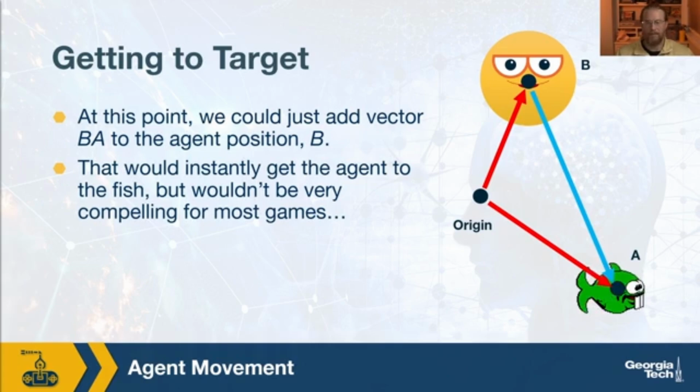So we could just add that to the position vector B. So if we do that, that would mean that provided we update the game, like if we tell the game object that is the agent to now have this new coordinate, so that would be B plus vector BA, then that would put the agent right on top of the fish. So that would instantly get the agent to the fish, and that probably wouldn't be what you want, though, except in certain games.